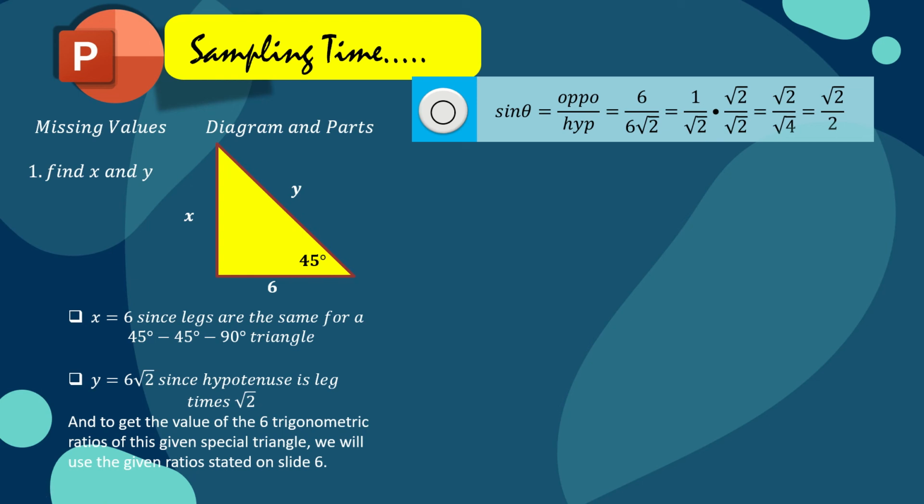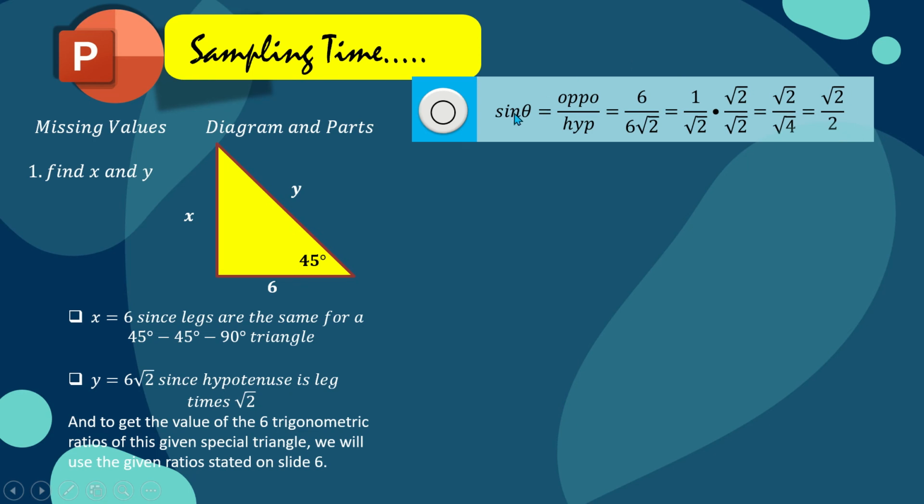Why? We must undergo rationalization. Mao nang 1 over square root of 2 gi-multiply sa square root of 2 over square root of 2. So 1 times square root of 2 is square root of 2. Square root of 2 times square root of 2 is square root of 4. Then balik ta sa numerator. Square root of 2, copy. Dili na mausab, di ba? It cannot be simplified further. So that is square root of 2. While the denominator, square root of 4, pila man ang square root of 4, which is 2. So that will serve as our final answer, square root of 2 over 2.